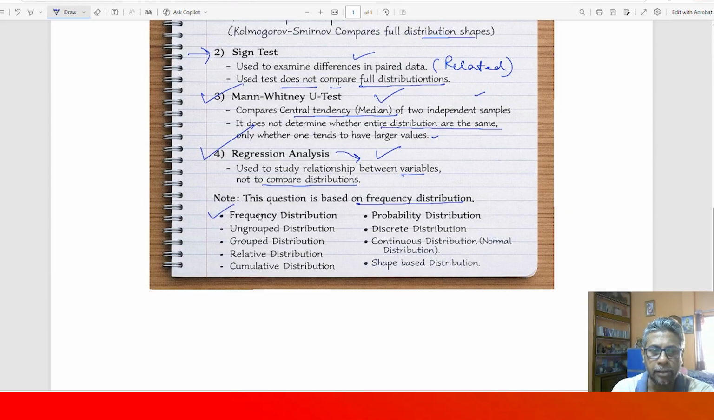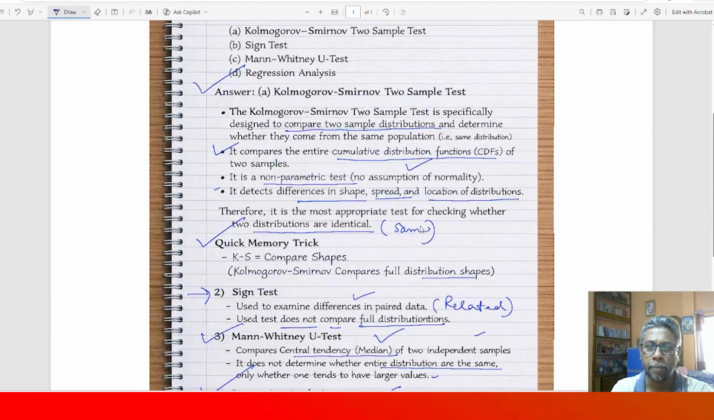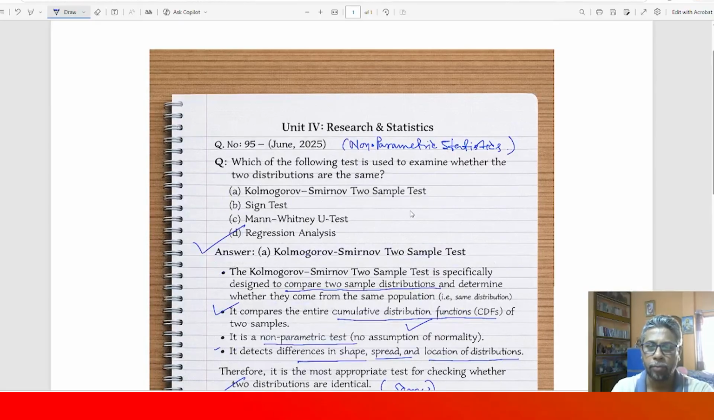This question is based on frequency distribution. Under frequency distribution, we have to cover ungrouped data, grouped data, relative distribution, and cumulative distribution. In the case of probability distribution, we have to cover discrete distribution and continuous distribution, including the normal distribution. Another is the sampling-based distribution. These are the important topics under the section of distribution. So this question is based on non-parametric tests.